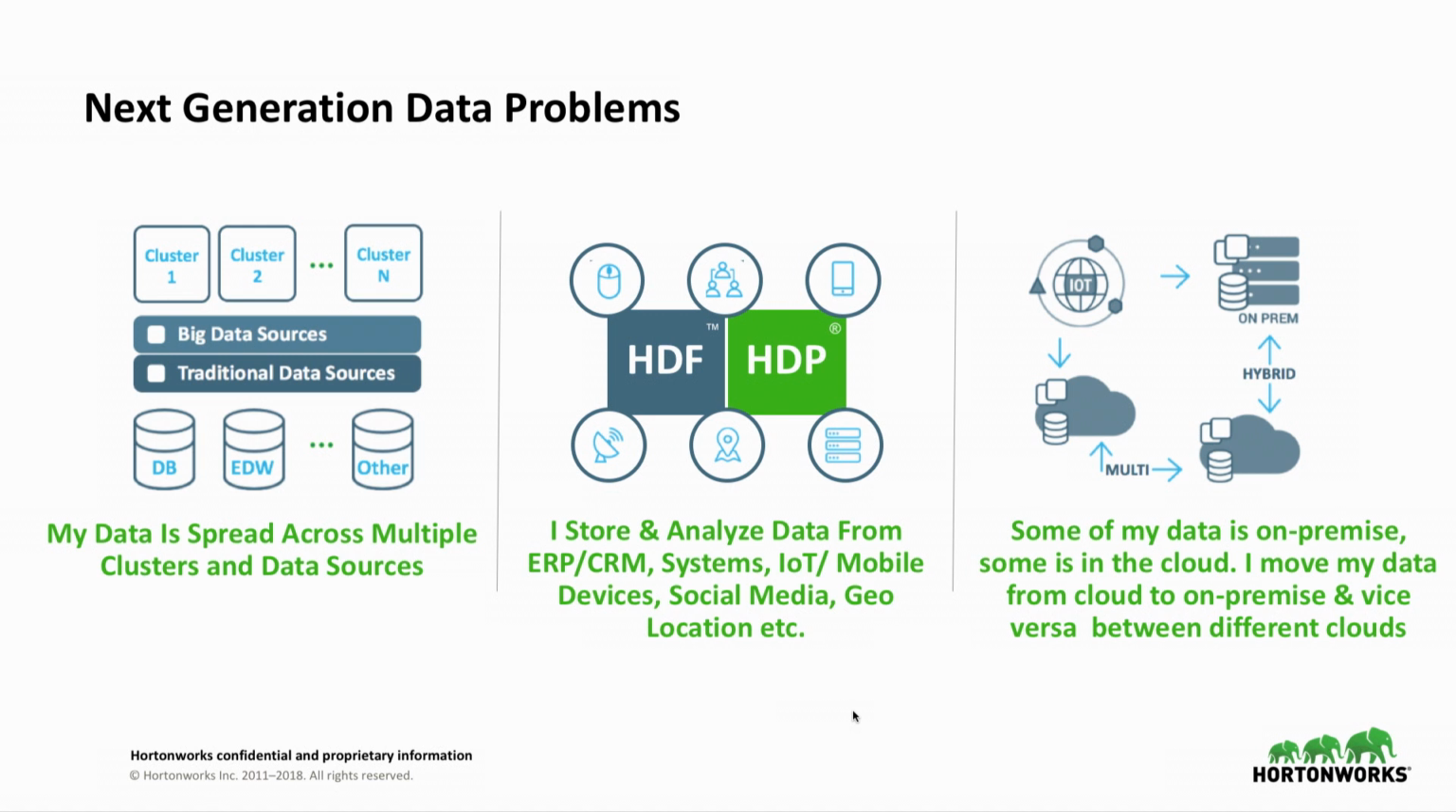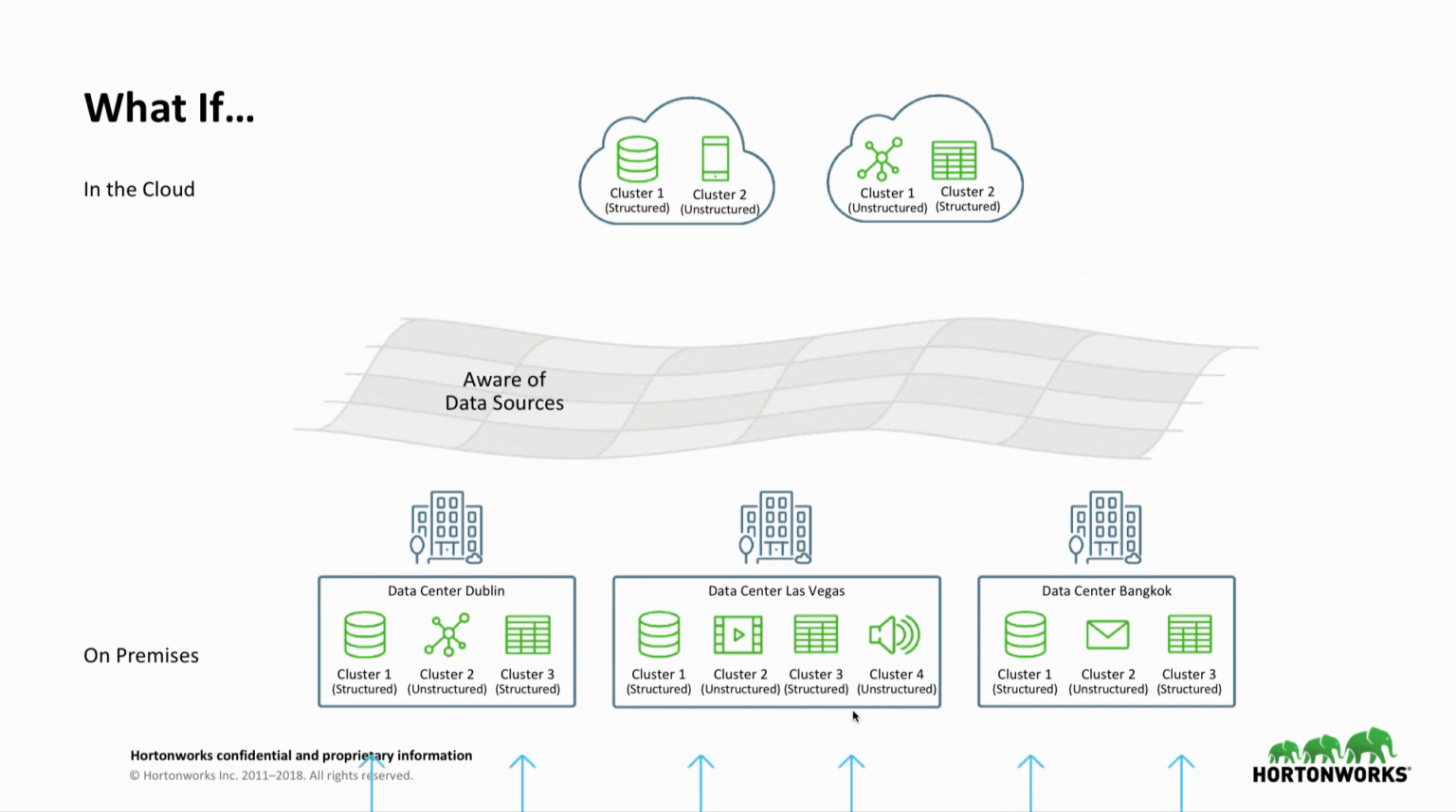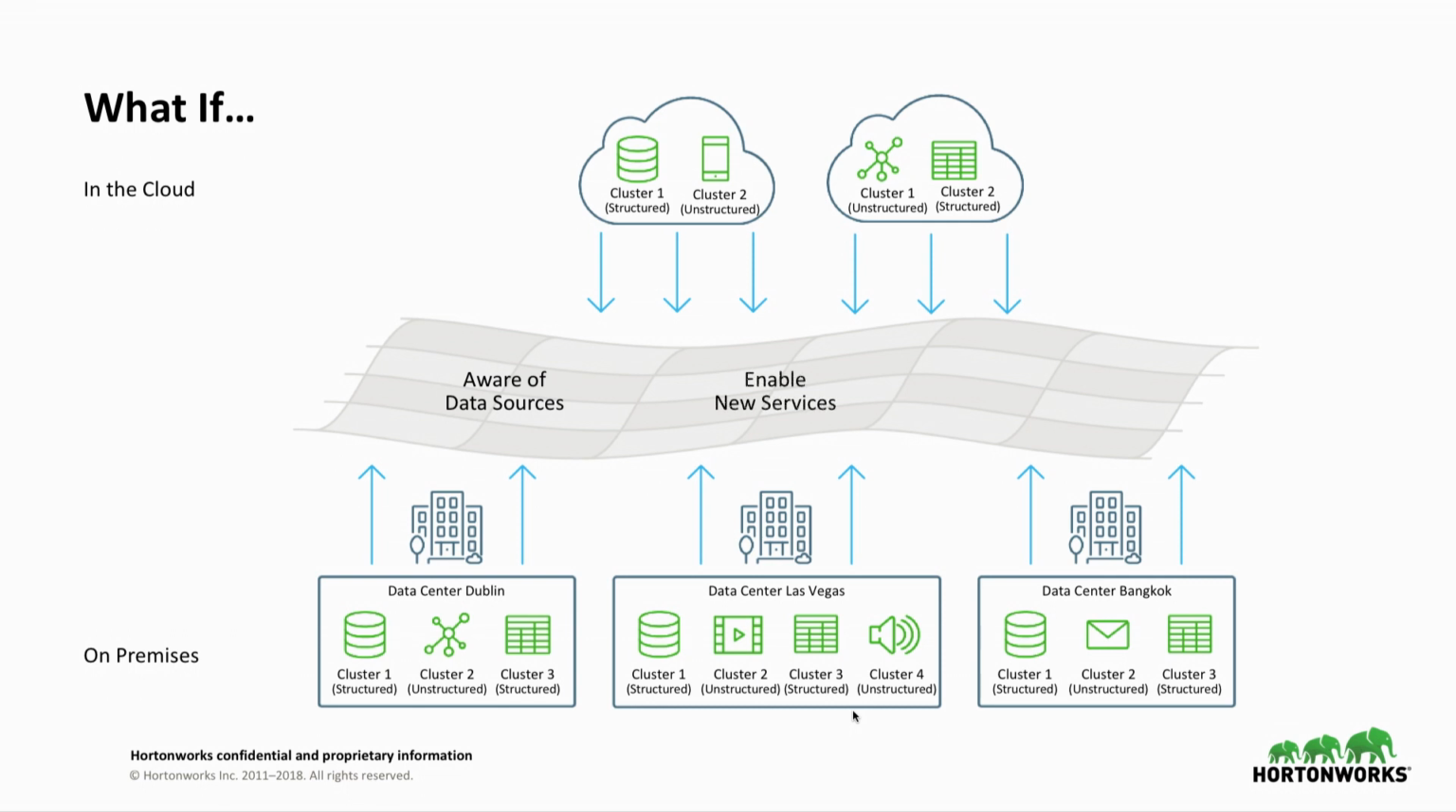So here's an example. We kind of briefly touched upon this this morning. The idea here is we have multiple clusters for this entity. So let's say there are clusters spread out all over the world. There's some in Europe, some in US, some in Asia Pacific, and there are some in the cloud. Wouldn't it be nice if we had a fabric that is aware of these data sources? It can enable new types of data services and can also provide a common security and governance model. So that is what our DataPlane service offering is all about.